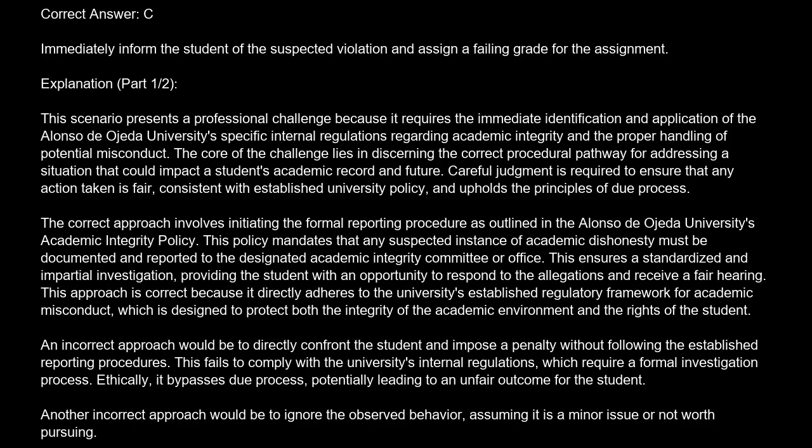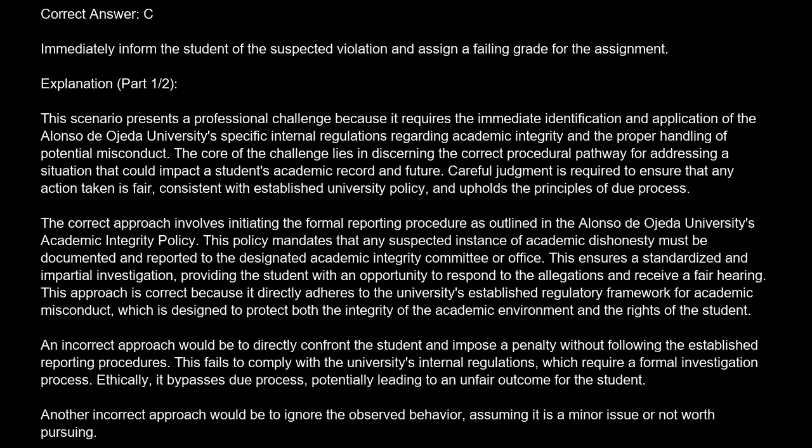Careful judgment is required to ensure that any action taken is fair, consistent with established university policy, and upholds the principles of due process. The correct approach involves initiating the formal reporting procedure as outlined in the Alonso de Ojeda University's academic integrity policy. This policy mandates that any suspected instance of academic dishonesty must be documented and reported to the designated Academic Integrity Committee, or office.